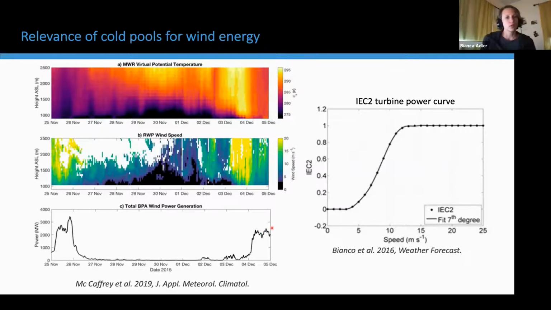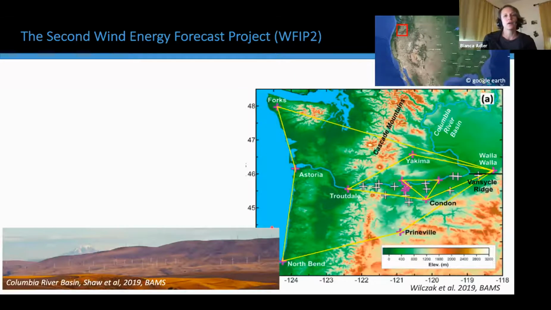So in order to address these challenges, the second Wind Forecast Improvement Project, short WFIP2, was initiated in 2015 by the Department of Energy. And the study area of WFIP2 was the Columbia River Basin in the Pacific Northwest in Washington and Oregon. This is indicated here by this red square on the map.